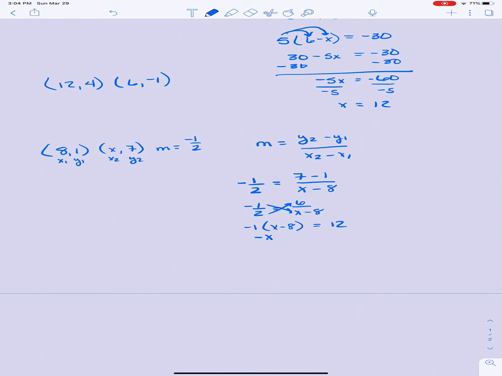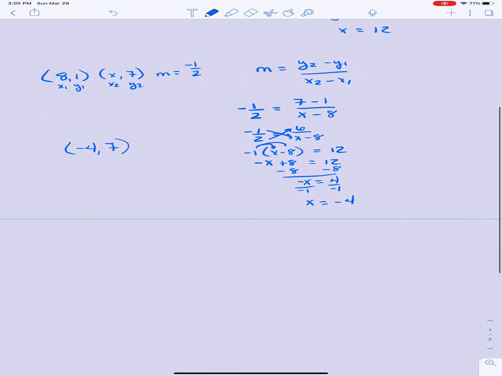Negative x, and do the distributive property, plus 8 equals 12. Subtract 8 from both sides. Negative x equals 4. Divide by negative 1. So x is equal to negative 4. So our missing point is negative 4 comma 7. Okay, let's do ones with the y's missing now.